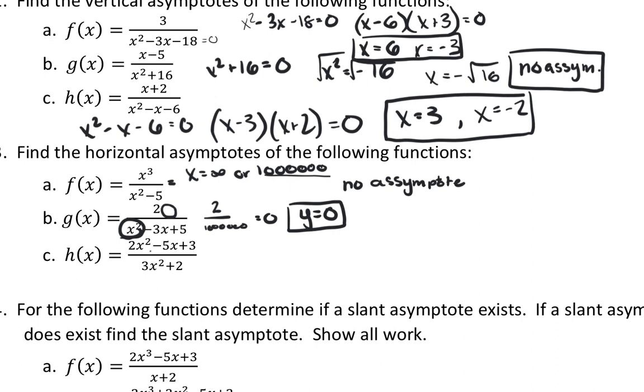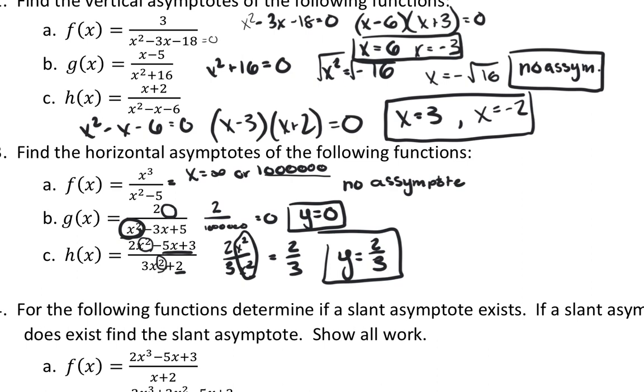For C, they have the same powers. We have the x squared and the x squared. So when we plug in that big number, all the other terms behind them are going to be irrelevant, and we're just going to be left with 2 times x squared divided by 3 times x squared. These squares are going to be the same number, and that's just going to leave us with an endpoint of 2/3. So y is equal to 2/3, and that is our horizontal asymptote.